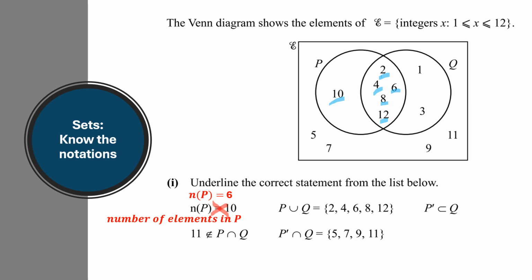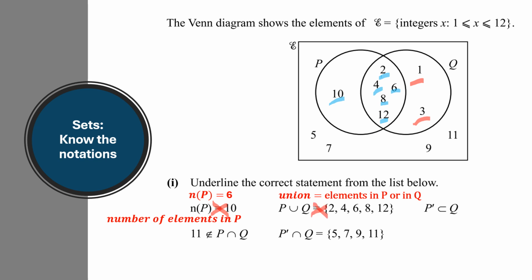Okay, now let's move on to the second one on the right. So now it's P union Q. This stands for union. Union simply means the elements in P or in Q. So if in P or in Q, I will have to include 1 and 3 as well. But if you take a look at the set being defined, it's only 2, 4, 6, 8, and 12. So 1 and 3 are being excluded. So this one is also not true.